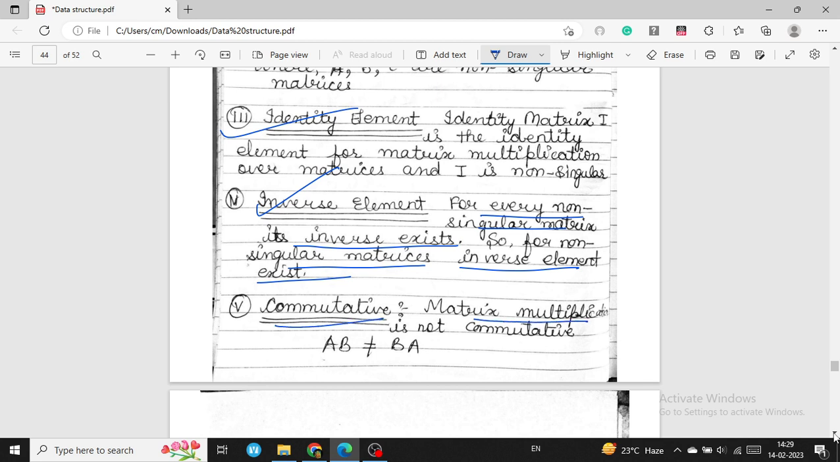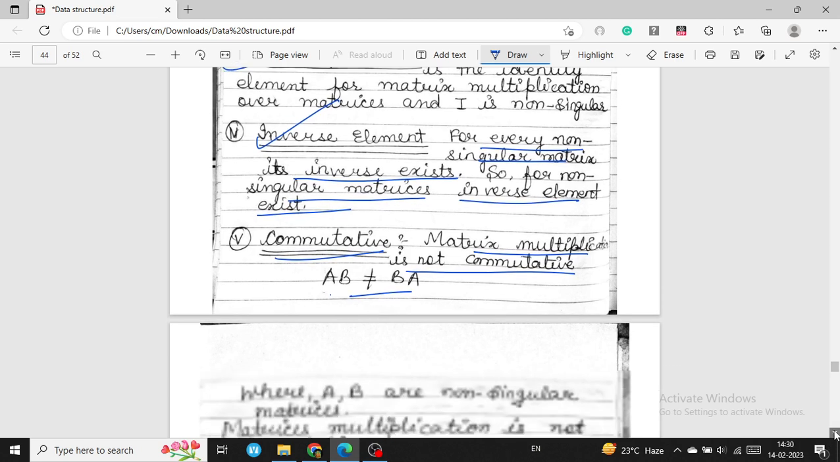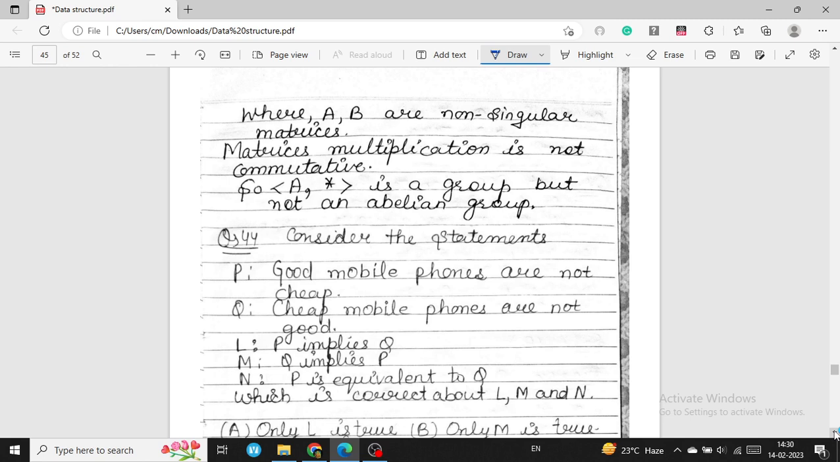Commutative: matrix multiplication is not commutative because AB is not equal to BA. So that's why it is not commutative. Whereas we can say that A, B are non-singular matrices, matrix multiplication is not commutative. So A star is a group but not an abelian group.